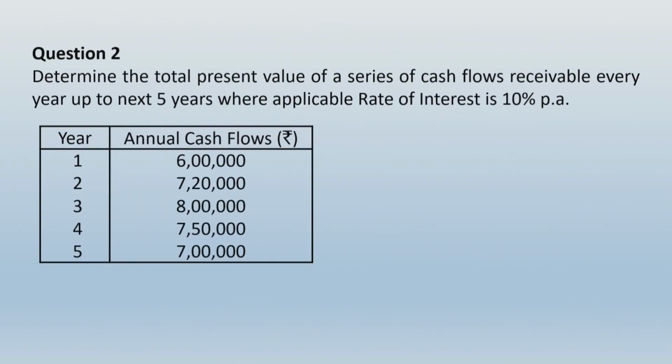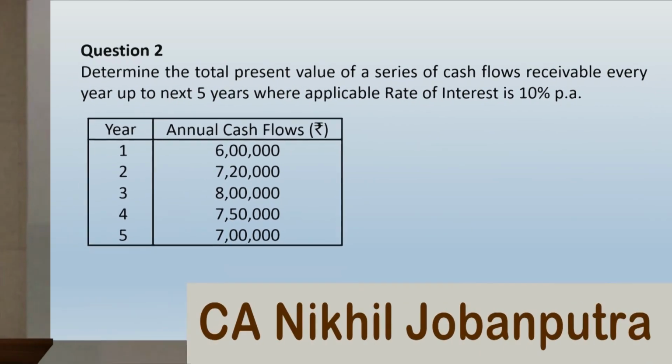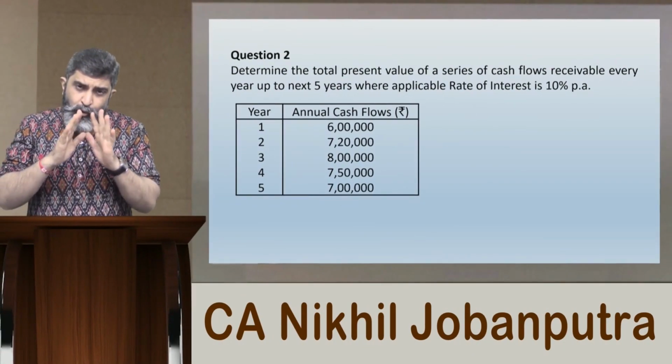Question number 2. Let us read this question. Determine the total present value of a series of cash flows receivable every year up to the next 5 years, where the applicable rate of interest is 10% per annum. Now we have a different variety of question over here. Please try to understand what exactly the question is asking you to do.